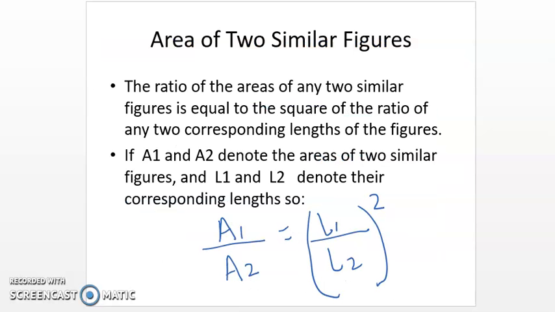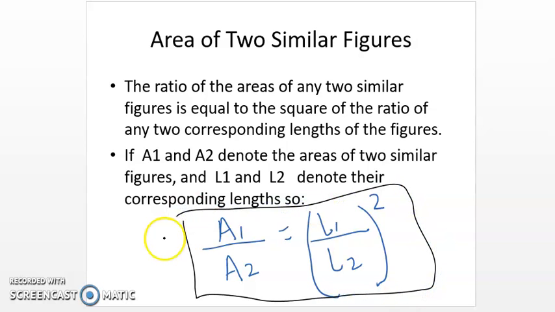Now let's move on to finding the area of two similar figures. The theorem says that the ratio of the areas of any two similar figures is equal to the square of the ratio of any two corresponding lengths of the figures. What it means is that if area 1 and area 2 denote the areas of two similar figures and L1 and L2 denote their corresponding lengths, you can find the area by this formula: A1 over A2 is equal to L1 over L2 whole square.